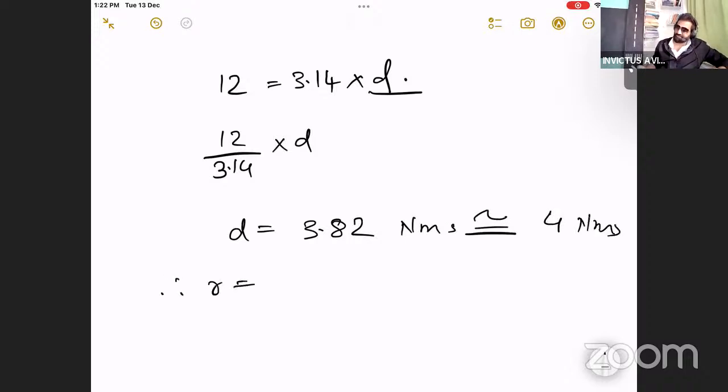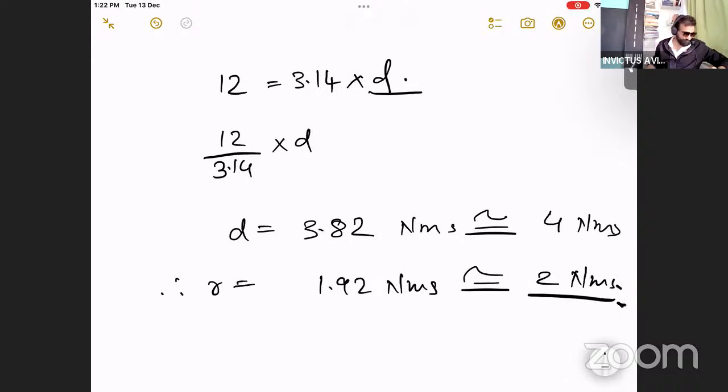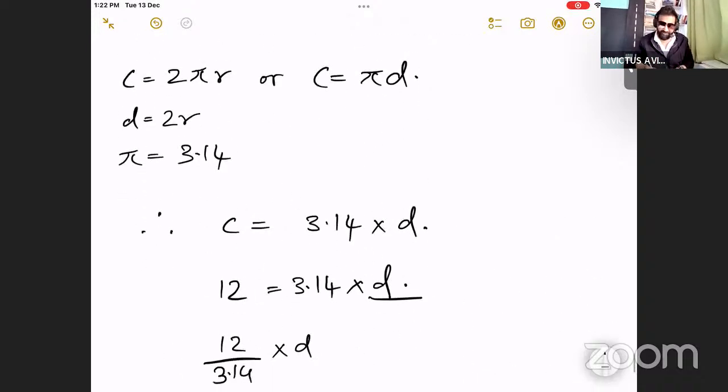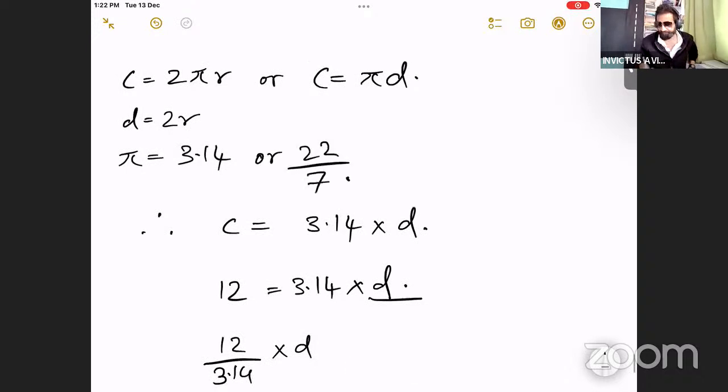Therefore, radius is equal to either half of this, divide by 2, that is 1.902 nautical miles, and round that off, 2 nautical miles. Got the answer. That is correct, 3.82 is correct. By the way, pi also means 22/7. You can use either, but 3.14 is generally remembered by everyone.